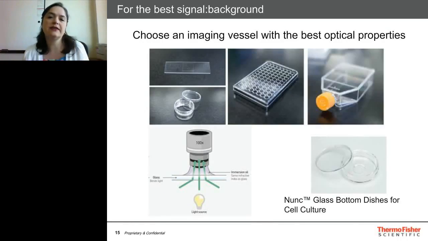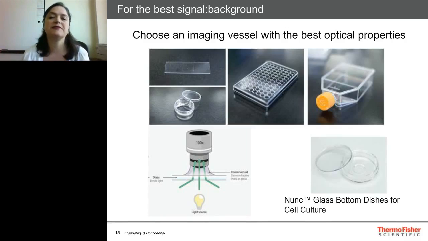In the next slide, I'm showing you a few different pictures of imaging vessels. If you want your best, cover-of-the-journal quality fluorescent image, you're going to want to use glass. That can be challenging sometimes. Cells don't always like to grow on glass, and when you're doing live cells, you want your cells happy as well. So you have to be the best judge of when you want to use glass.